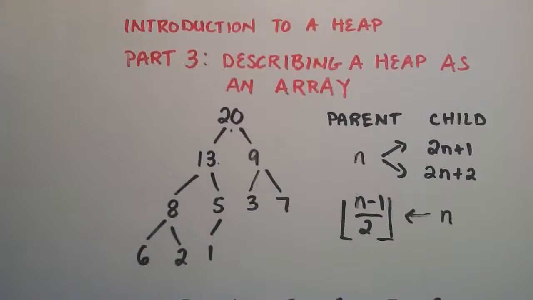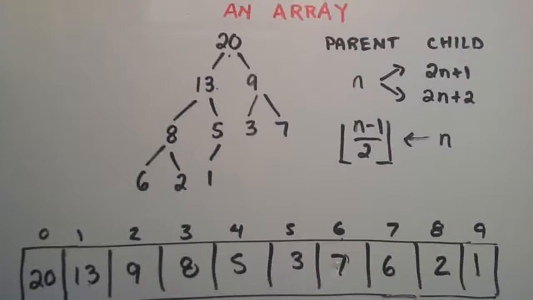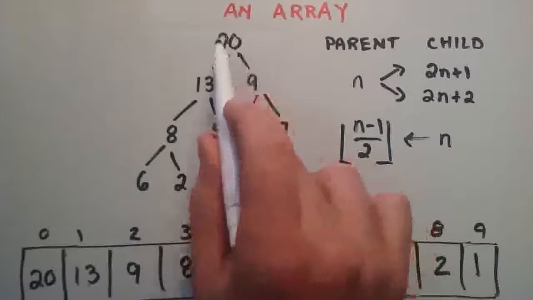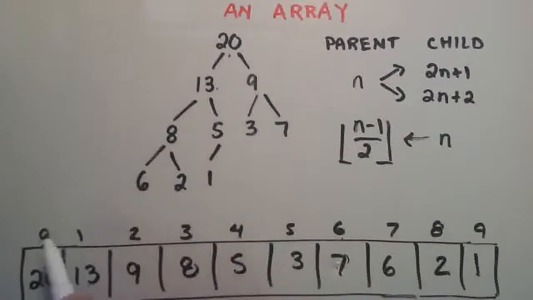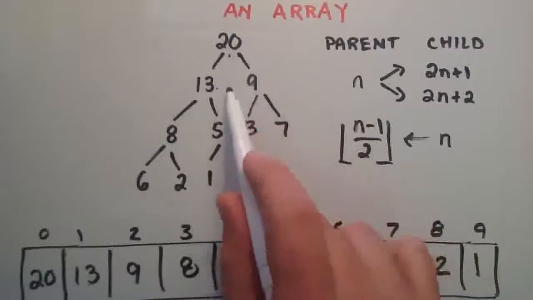I went ahead and did this already, and I'm going to explain to you how I filled in this array. You just start with the root, and the root is going to go in index 0 of the array. So I've got 20, the root, in index 0, and then to fill in the rest of the array, we simply go down the tree from left to right and fill in the values.